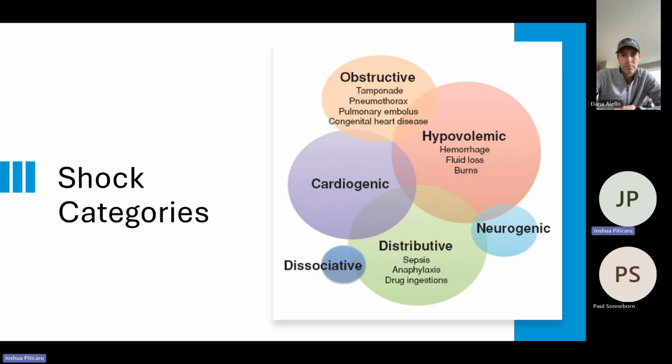So the categories are mainly obstructive shock, such as tamponade, tension pneumothorax, PE, congenital heart disease. There's hypovolemic, hemorrhage, fluid loss, burns, cardiogenic, and neurogenic shock. Distributive shock includes sepsis, anaphylaxis, drug ingestion, and dissociative shock. Do you remember what dissociative shock is? That's when the hemoglobin is attached to the oxygen and doesn't let go, right? In carbon monoxide toxicity, they call it dissociative shock.